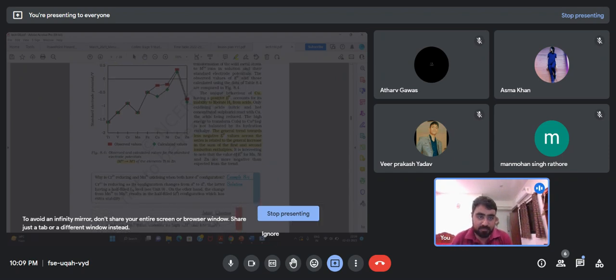And this value for manganese, nickel, and zinc. This question is asked in exams. Which elements have high reduction potential? So you need to mention manganese, nickel, and zinc.